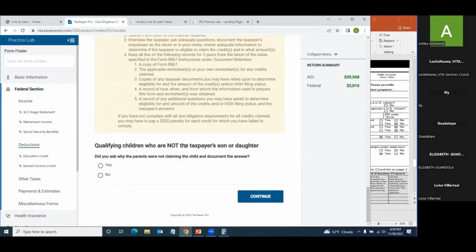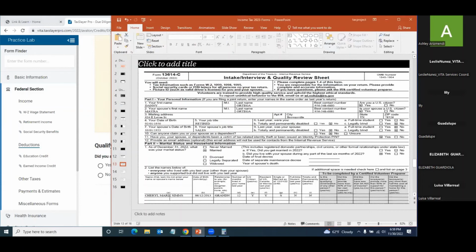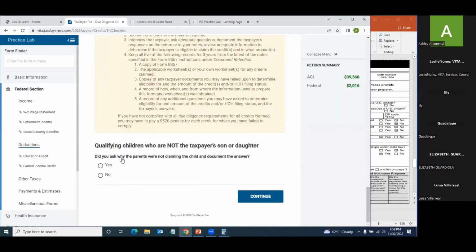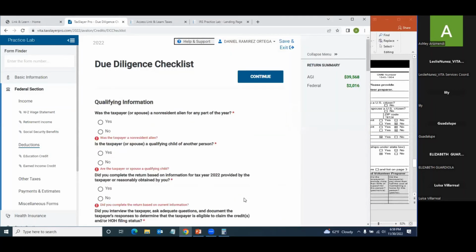Qualifying children who are not the taxpayer's son or daughter: did you ask why the parents were not claiming the child and document the answer? Usually whenever they put a cousin or somebody else other than their grandkids, children, or stepkids, we would of course ask this question. And then continue.